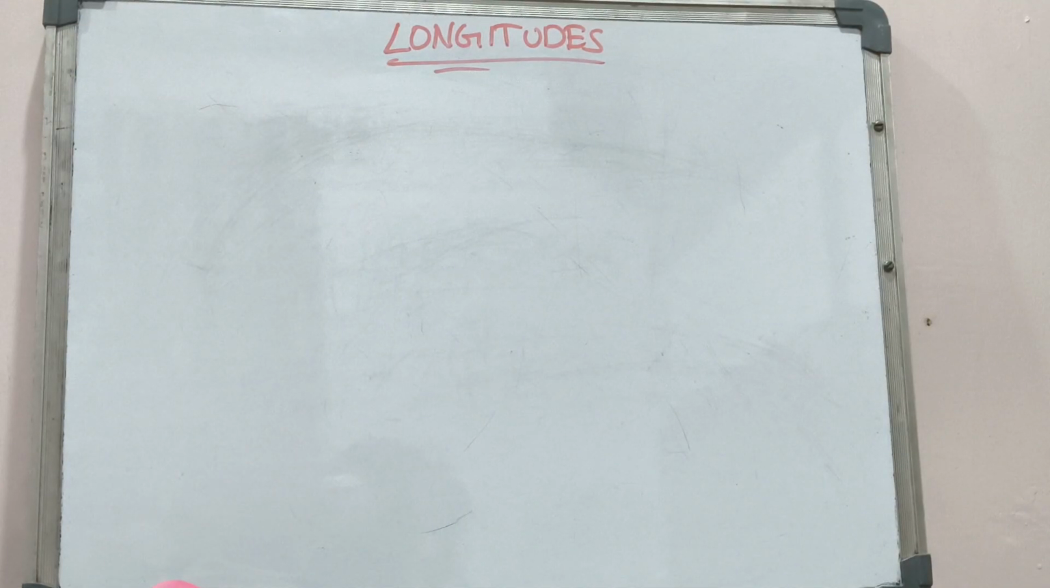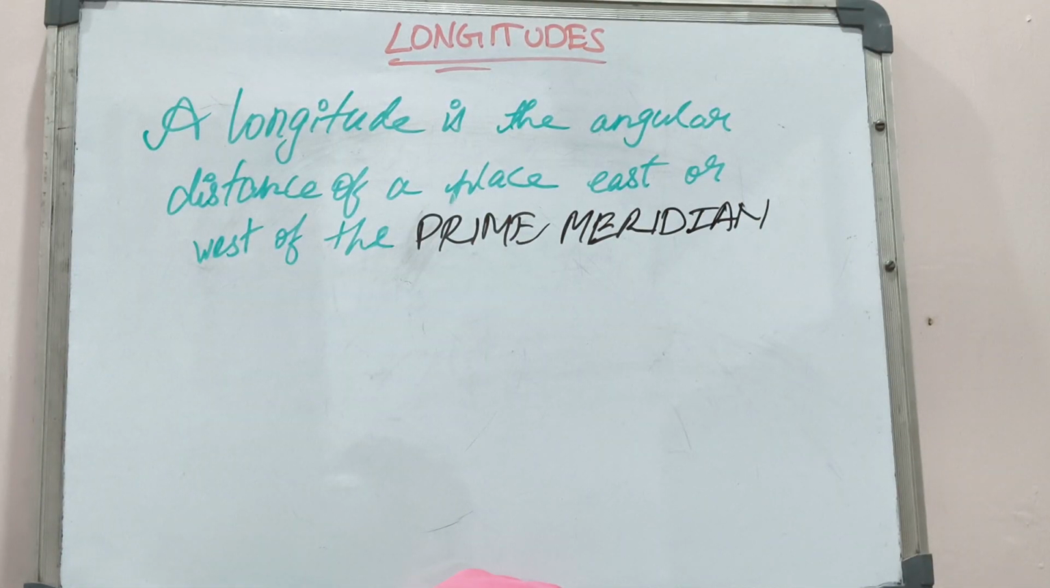So the basic term, what is longitude? A longitude is an angular distance of a place east or west of the prime meridian. You might think, what is the prime meridian? The prime meridian is nothing but the line of longitude that passes through Greenwich near London.